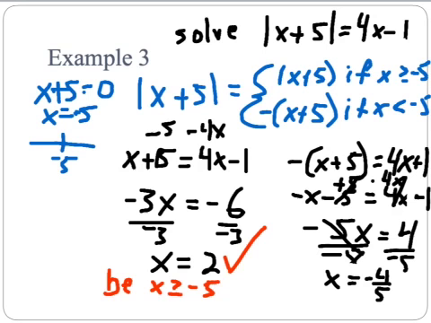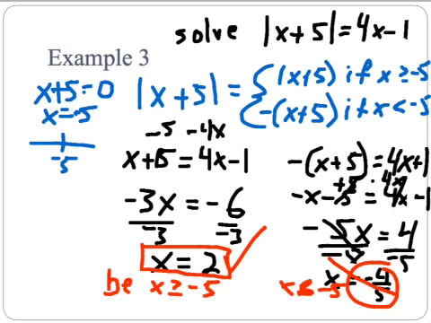So now we have to look. Here was our domain. Is negative 4/5 less than negative 5? No, it's not. Negative 4/5 is not less than negative 5, so that is not an answer. So we only have one answer. This is our only answer to this problem, and the reason this one isn't is that x is less than negative 5 for this domain. This is not within that domain, so it's not an answer.